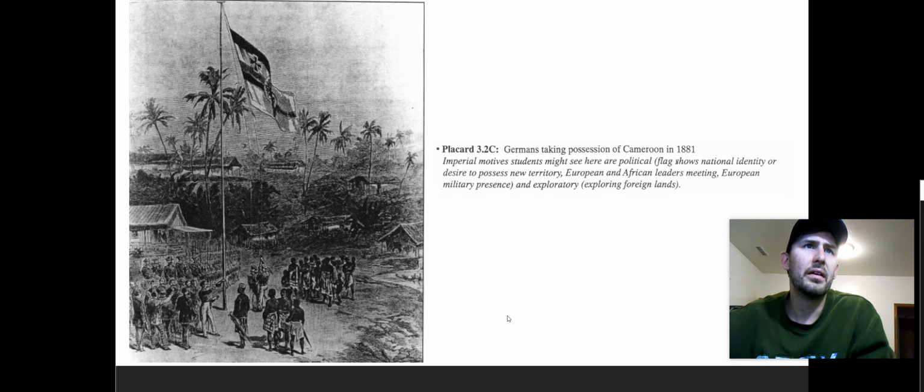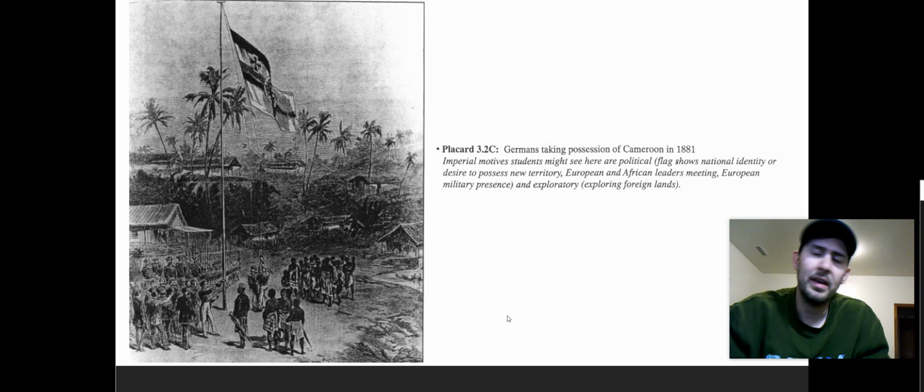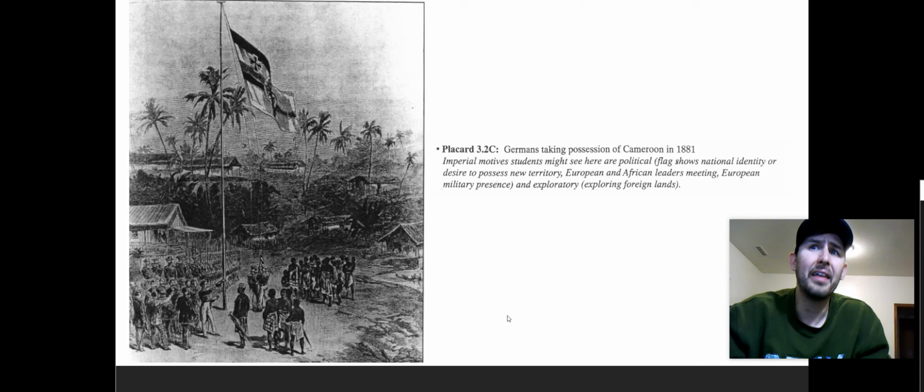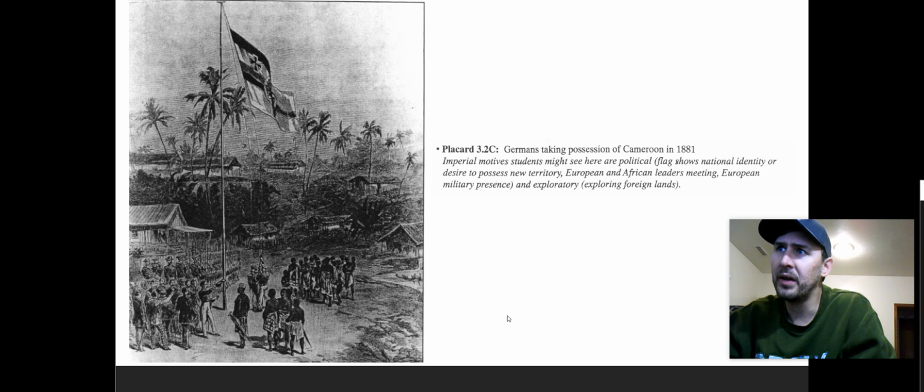So again, here is the Germans taking possession of Cameroon. So again, taking it over for natural resources. The Germans used military might to take it over. As you can see on the left-hand side, that's the German military, and they are actually just straight up taking over parts of Africa at this point. So this is 1881. I mean, it's really not that long ago if you really think about it. Not long ago at all.